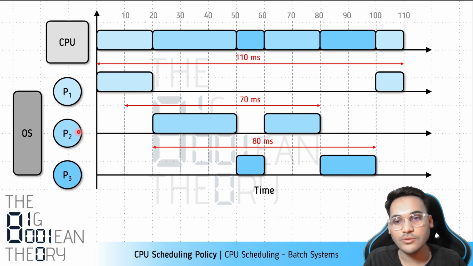Similarly, process P2 arrived at time instant 10. For the initial 10 milliseconds, it was waiting. Then it got to execute for 30 milliseconds. Then again for 10 milliseconds, it had to wait. And then it got 20 milliseconds. So 50 milliseconds it was executing, 20 it was waiting. So the turnaround time is 70. Similarly, for process P3, it came at 20 and finished at 100. So the turnaround time is 80, out of which it spent 30 units on execution and 50 on waiting.